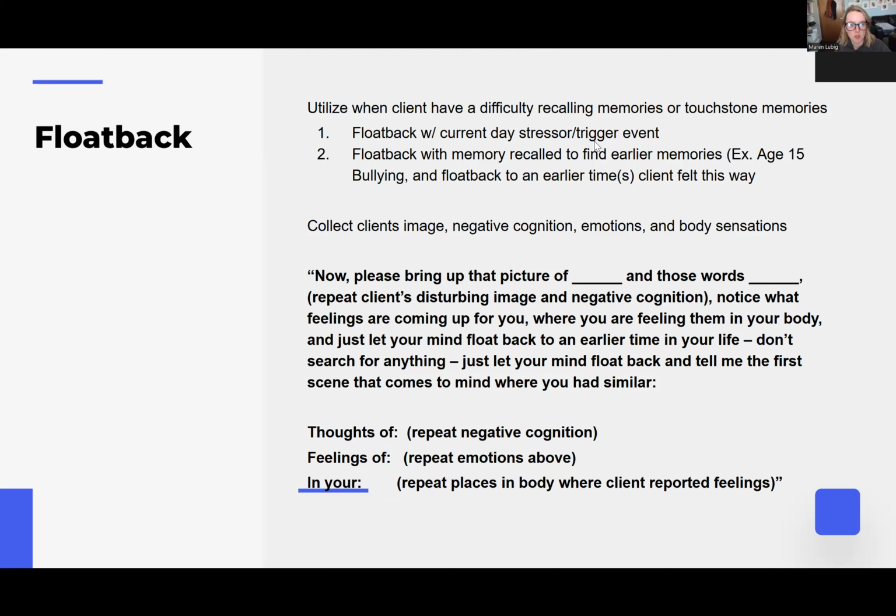The second option could be that I'm working with a client who has been able to recall a few memories, possibly the earliest one in this example being age 15, bullying at school. Then we're going to float back to an earlier time the client felt that way, after I've collected their image, negative cognition, emotions, and body sensations.